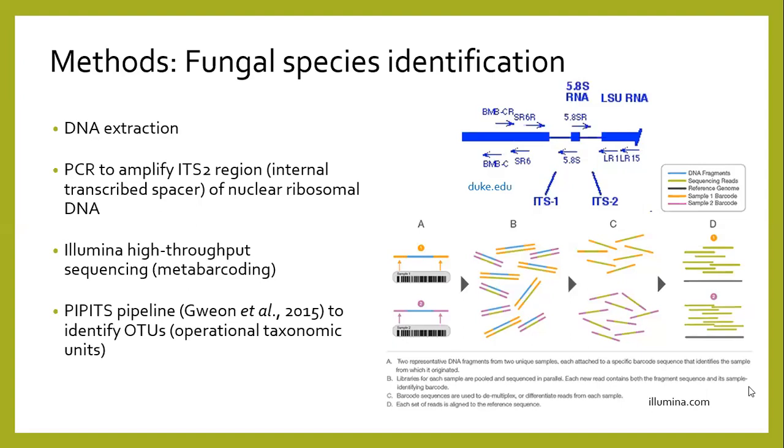So after that, we use Illumina high throughput DNA sequencing, which uses barcoding. In that technique, the barcode is a sequence of DNA attached to the sample that uniquely identifies each sample. So samples are pooled and sequenced, but they're still distinguishable because each sample has its own barcode attached to it. And then after you do that metabarcoding and sequencing, I used the PIPITS pipeline, which is a piece of bioinformatics software for fungal genomes, and I used that to identify OTUs, or operational taxonomic units, which are a proxy for species.